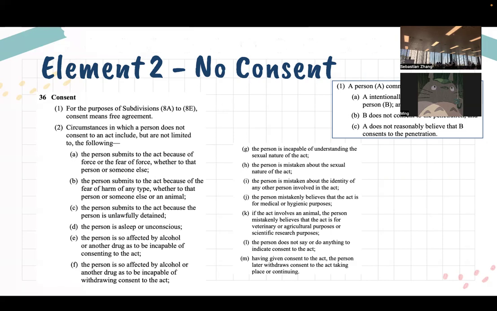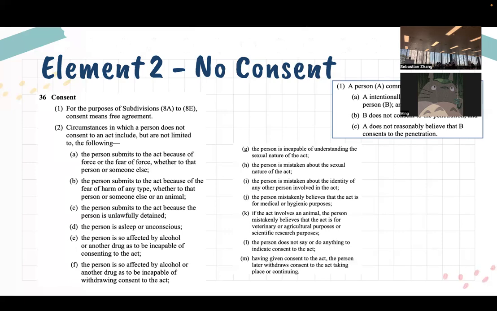If you unlawfully detain someone, there's no consent. If the person is asleep, there's no consent. If the person is mistaken about the sexual nature of the act, there's no consent. Maybe, for example, if you're telling them you're going for a massage, I don't know what other nonsense that could be, and then for some reason there's some sort of penetration, or maybe you went to a doctor and the doctor was checking you for some things, and the doctor inserted his finger into you.